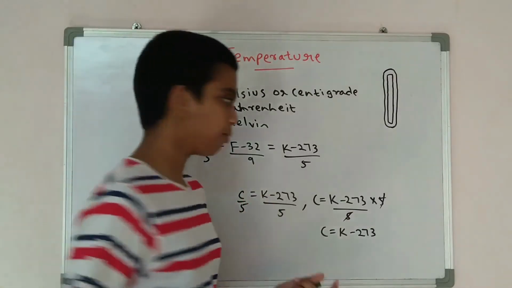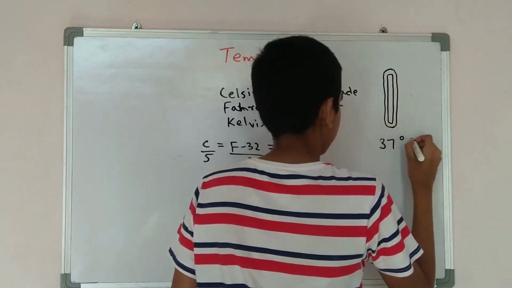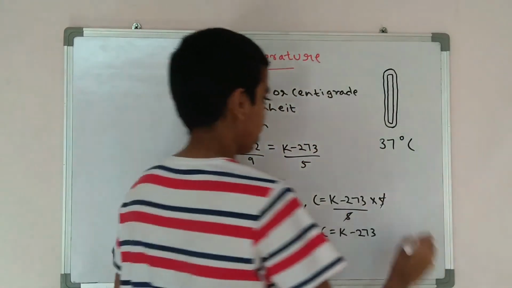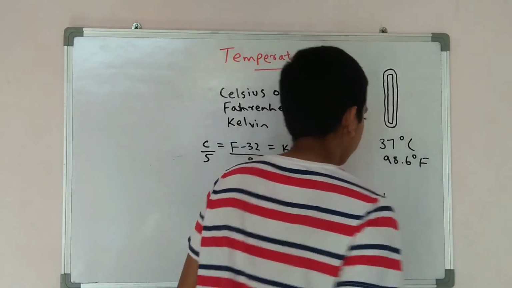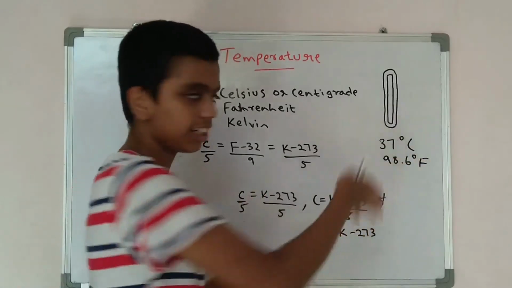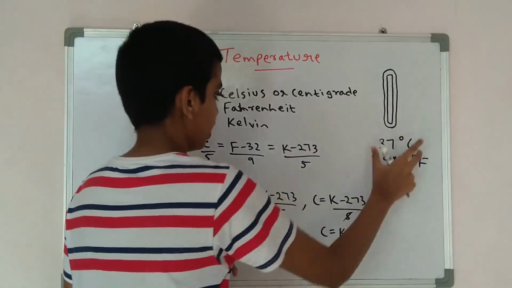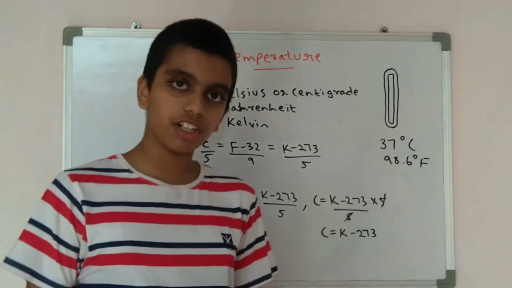What is the normal body temperature? The normal body temperature is 37 degrees centigrade, or we can say it as 98.6 degrees Fahrenheit. Some say that it is 97 degrees Fahrenheit, but approximately it is 98.6 degrees Fahrenheit. This is Celsius and Fahrenheit. The next type of thermometer is the mercury thermometer.